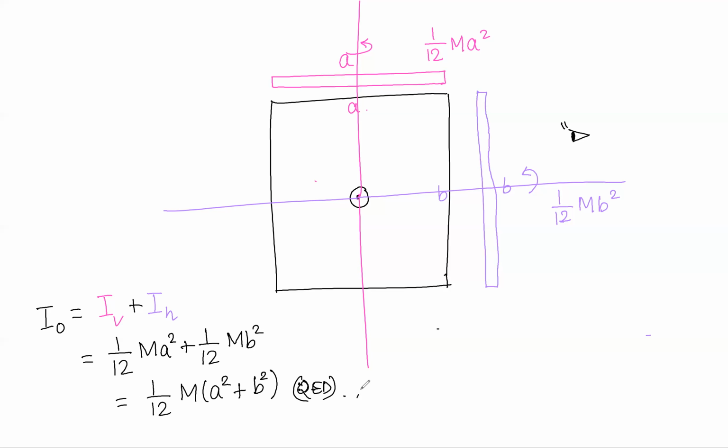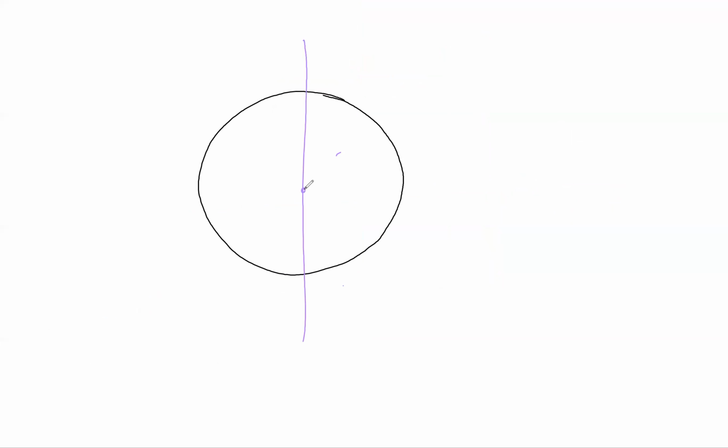The perpendicular axis theorem has more applications. Another application of the perpendicular axis theorem is this: if you are given a disk, for example, this is a disk, what is the moment of inertia about an axis passing through the plane of the disk? So find the moment of inertia about an axis passing through the plane of the disk itself.